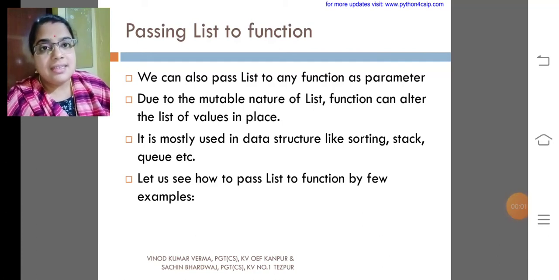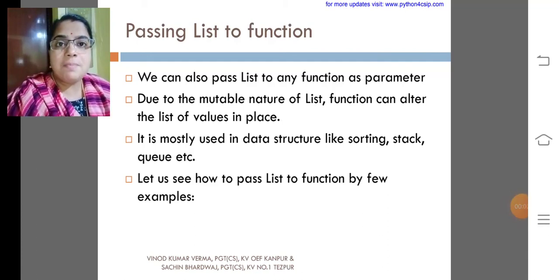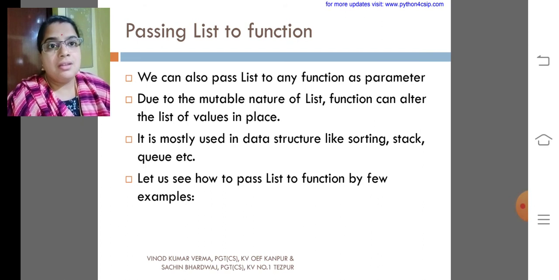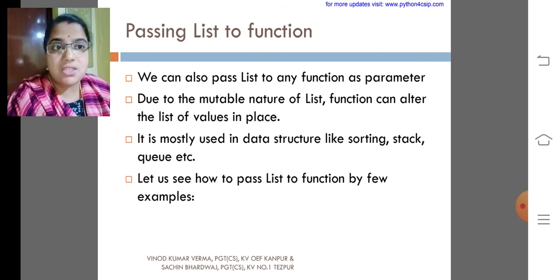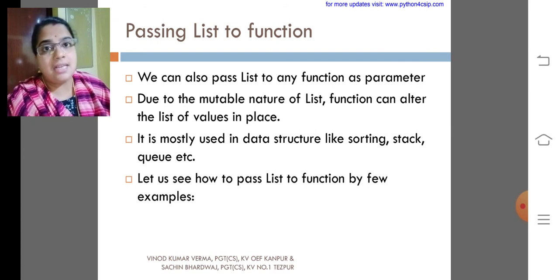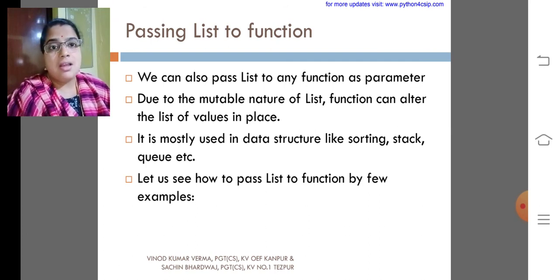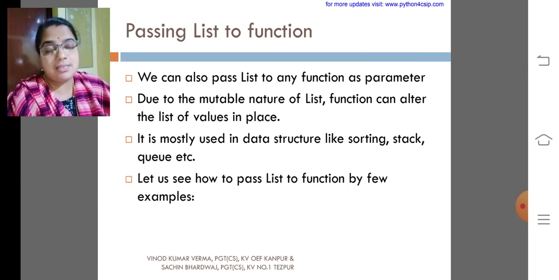Dear children, this is the next one, that is passing a list to a function. Due to the mutable nature of a list, a function can alter the list values in place. It is mostly used in data structures like sorting, stack, queue, etc. Let us see how to pass a list to a function with a few examples.